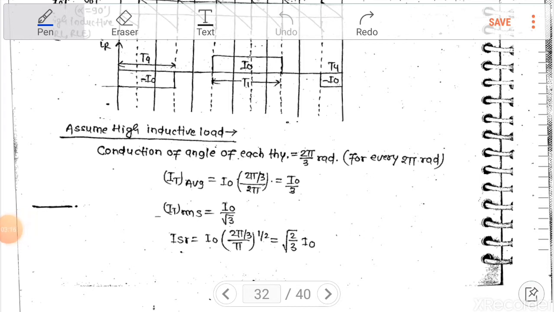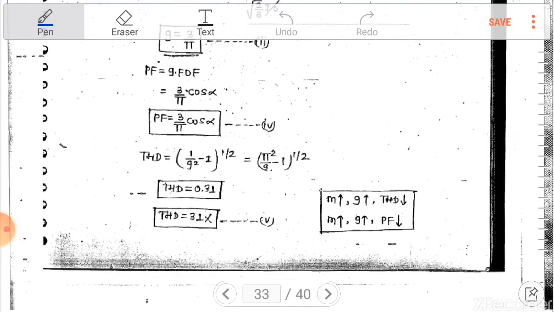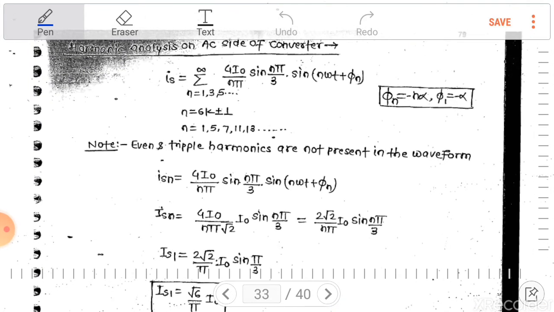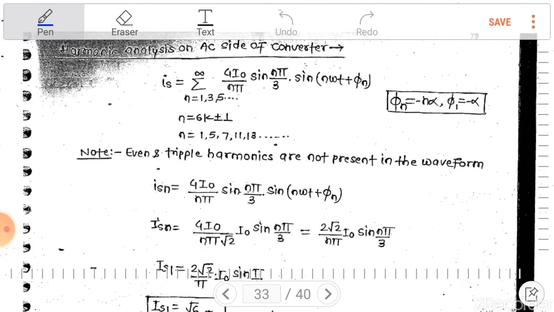After that, we saw that for a highly inductive load, this is the source RMS, this is the thyristor RMS, and this is the average value of thyristor RMS. Now we will see the harmonic analysis on the AC side of the converter.